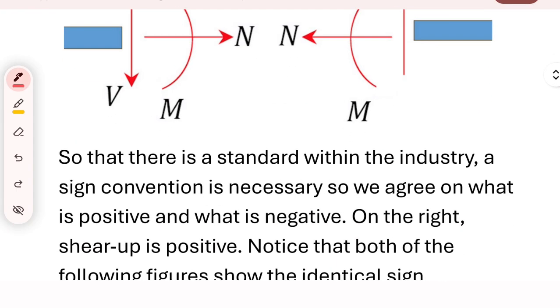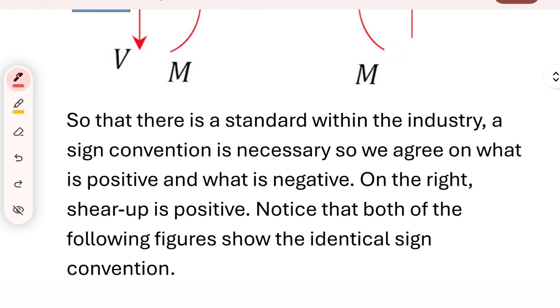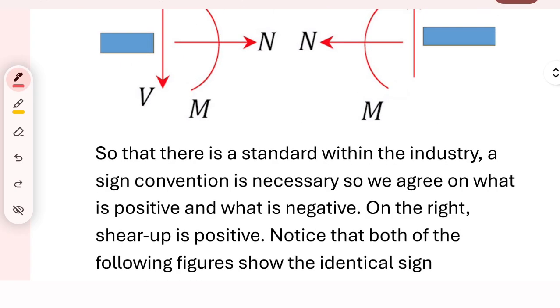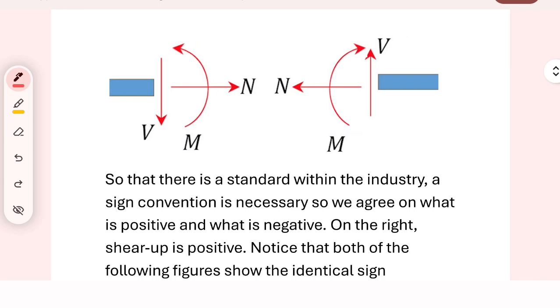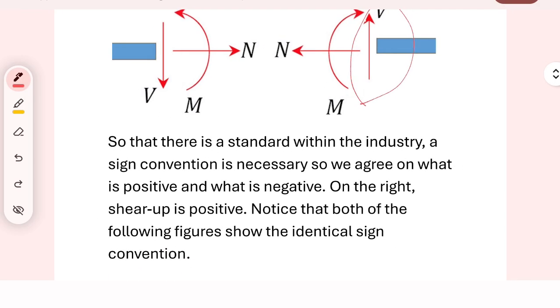So that there is a standard within the industry, a sign convention is necessary so we agree on what is a positive and what is a negative force. We need to know exactly what is a positive force and what is a negative force. This positive and negative would depend upon the direction of the force. On the right, for example, the shear up is positive. So this one is positive. The shear, or the V, is positive.